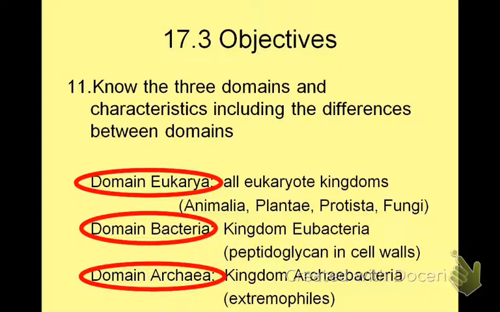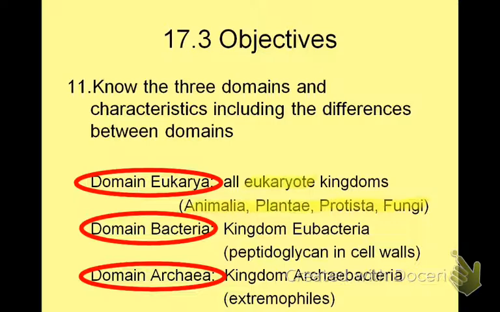So domain Eukarya, as you can see with that word Eukarya, it kind of looks like eukaryote. These are all the eukaryote kingdoms. Remember that eukaryotes have a nucleus. So all of the cells with nuclei, these are the different kingdoms: Animalia, Plantae, Protista, and Fungi. All of those are eukaryotes. They all have nuclei, and they're all in one domain.